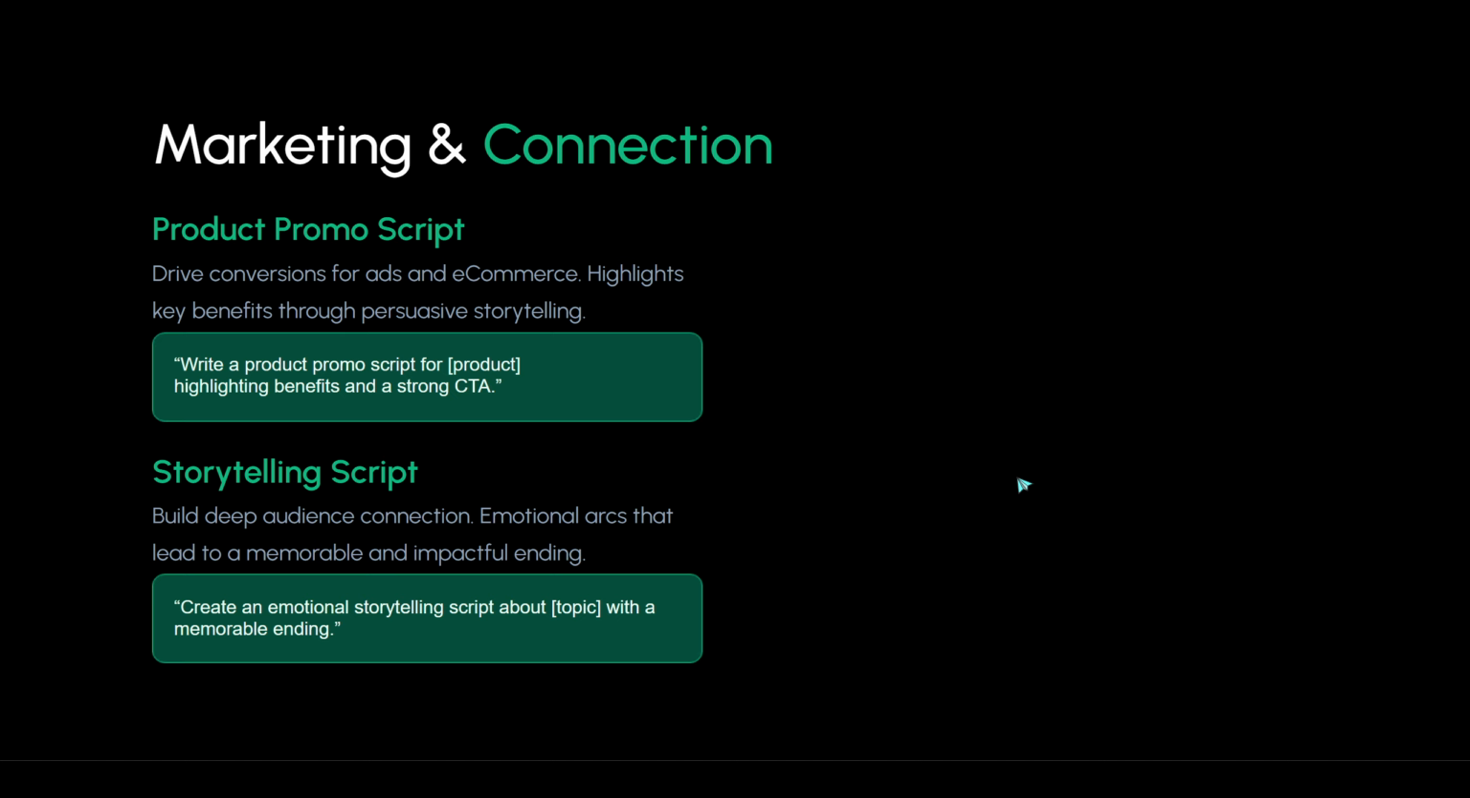When you're promoting an offer, try "Write a product promo video script for the product highlighting benefits and a strong CTA." Benefits sell outcomes, so consider adding your audience's main pain point and one standout proof point. If you want different angles, ask for 3 variations: value-driven, urgency-focused, and social proof-centered.